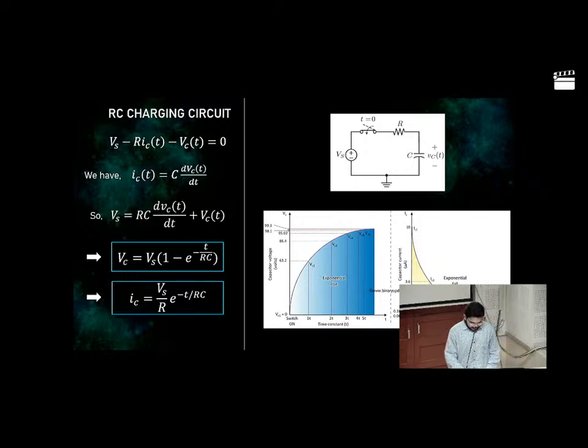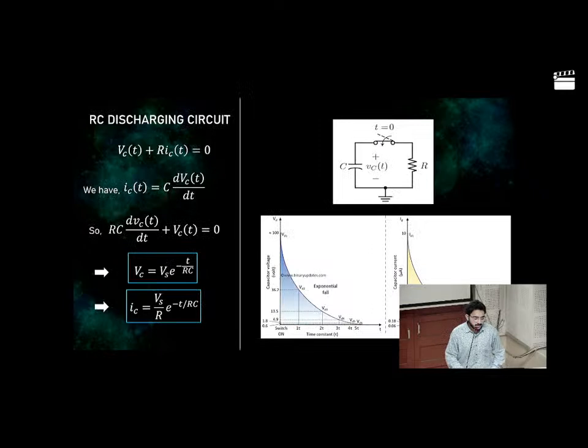Now similarly, for an RC discharging circuit, the same thing can take place. If you write the KVL equation, you will get Vc(t) plus R Ic(t) equal to 0. Upon solving, you will get Vc equal to Vs e to the power minus t by RC, and Ic equal to Vs by R e to the power minus t by RC. Notable is that as t tends to infinity, both current and voltage will tend to 0. This is because this is a source free circuit. There is no independent source in this circuit, and these are the curves, which again are exponential fall in nature.